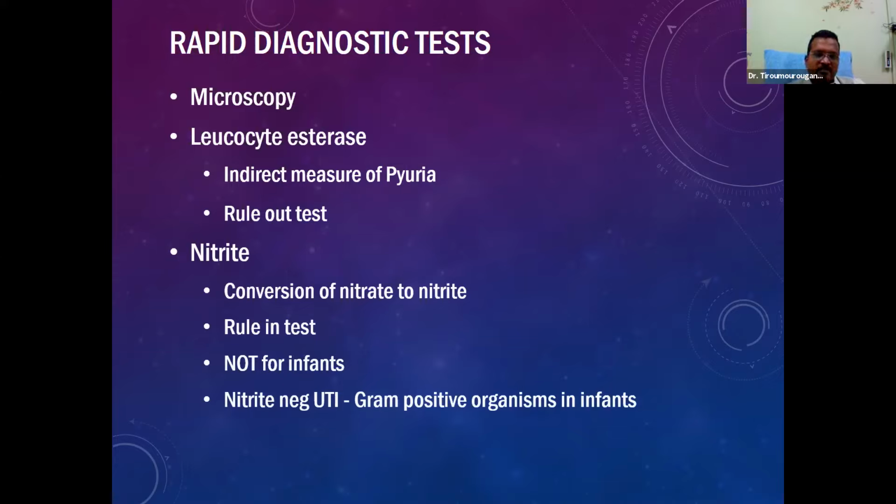It's a rule-in test in the sense that if the child has a positive nitrite test, it tells us that the child has a UTI. The only problem is in an infant like ours, they may not take enough food containing nitrates, particularly fruits, and as a result it may not come back as positive, even though the child has a UTI. And the other problem is a lot of gram-positive organisms cause UTI in infants, and these do not produce nitrite. Sorry.